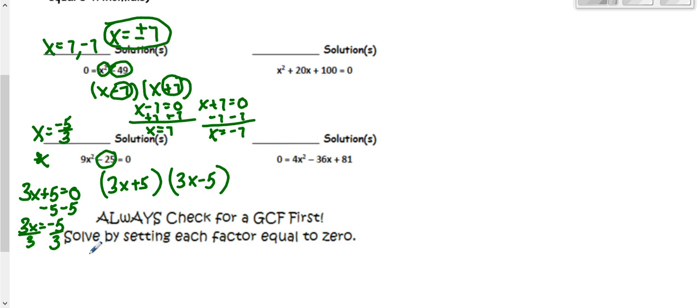Okay, and now I'll have 3x minus 5. 3x minus 5 equals 0, so I'm going to solve again. I'm going to add 5 to both sides. I have 3x equals 5. I'll divide by 3, and I have x equals positive 5/3. So hopefully you're recognizing a pattern. Here it was 7 and negative 7. Here it's negative 5/3 and positive 5/3. So I can write this as x equals plus or minus 5/3.